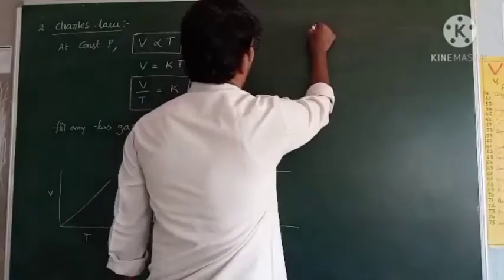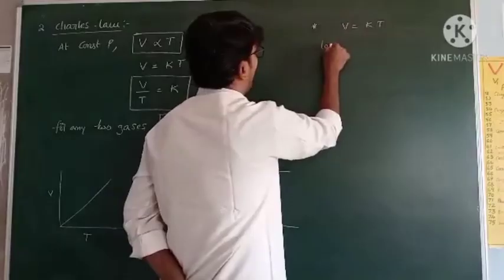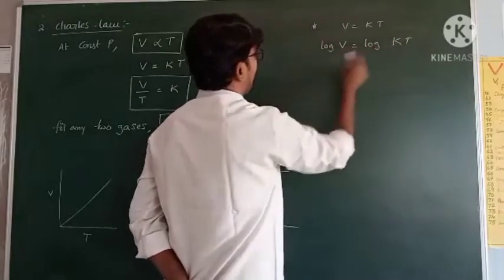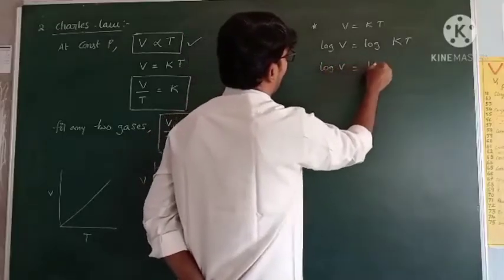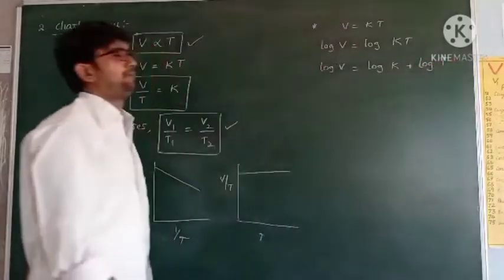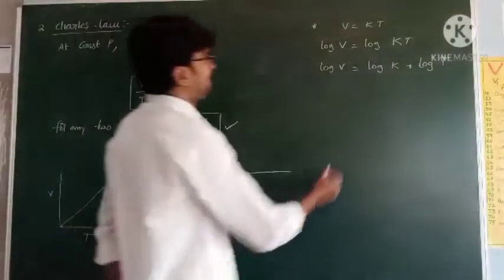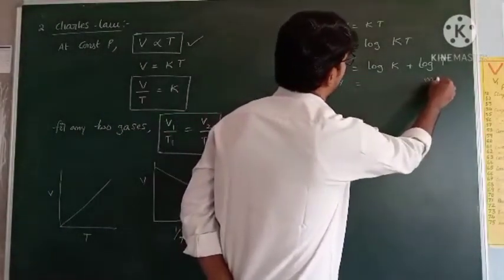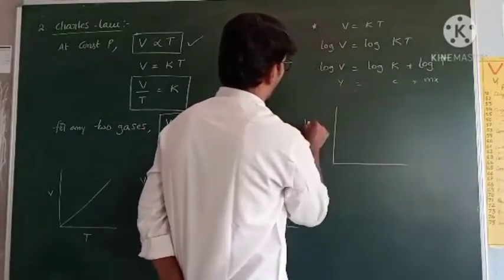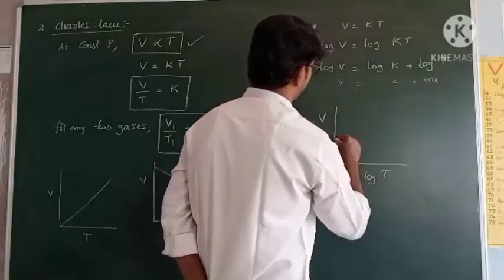Now I already told you V is equal to KT. Taking both sides logarithms, log V is equal to log KT. Log KT means log A plus log B, so log V is equal to log K plus log T. Now this looks like Y is equal to Mx plus C. Now draw a graph between Y means log V and X means log T. This is the graph.